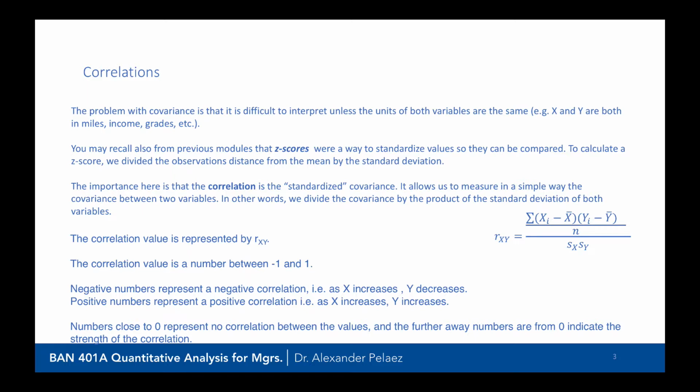Now you may recall that from previous modules we had calculated a z-score, and a z-score is a way to standardize values so that they can be compared. Remember, from our standardized normal distribution with a mean of 0 and a standard deviation of 1, the numbers would go from negative infinity to positive infinity, but each z-score represented the number of standard deviations away from the particular mean. So whether you had one variable that was in miles and another variable that was in, say, revenue, you could actually standardize and get a z-score to figure out how far away it was from its mean, and then you can compare them. The importance here is that the correlation is the standardized covariance.